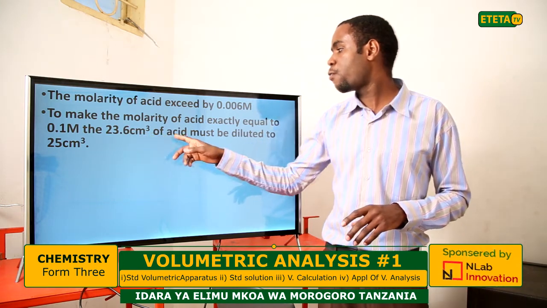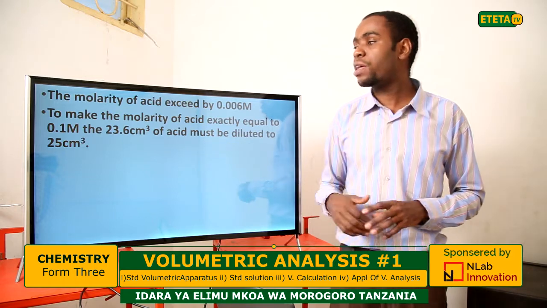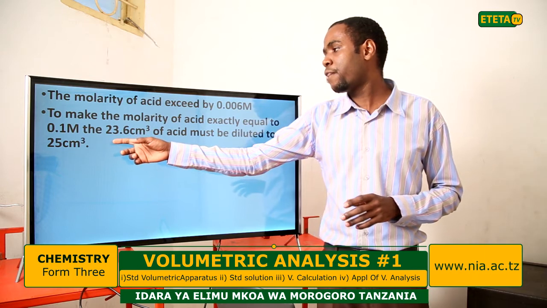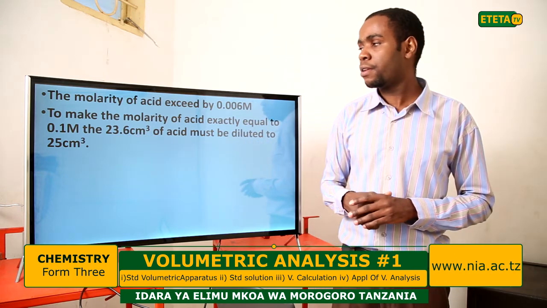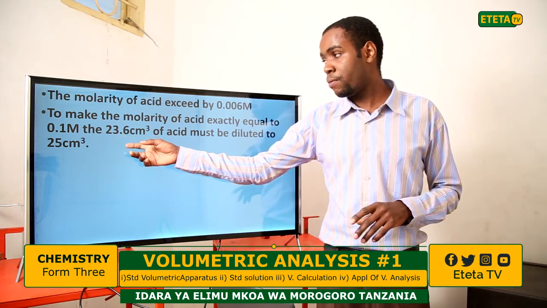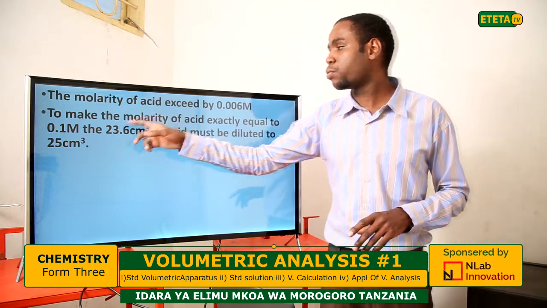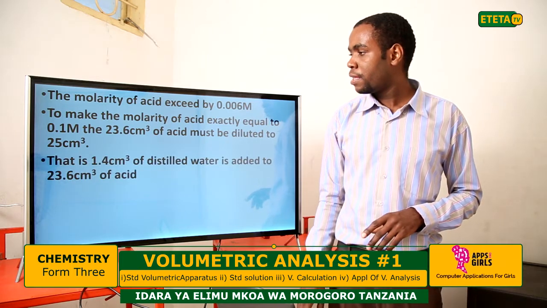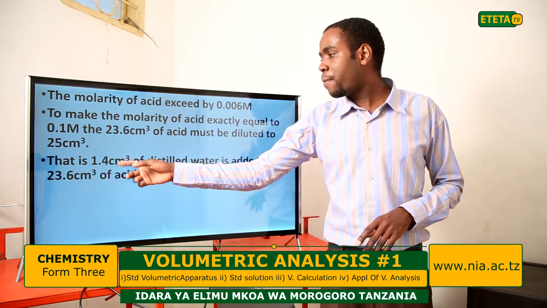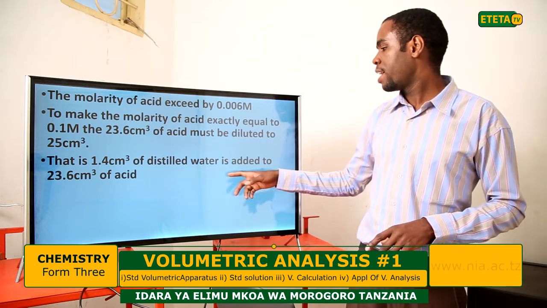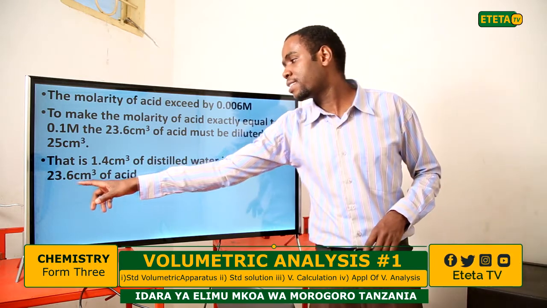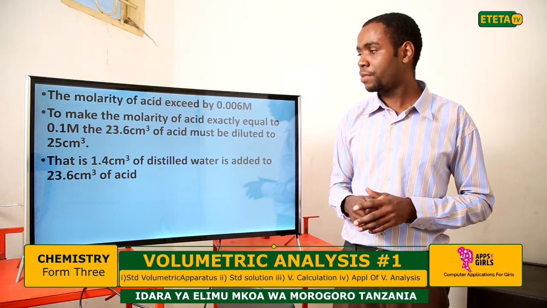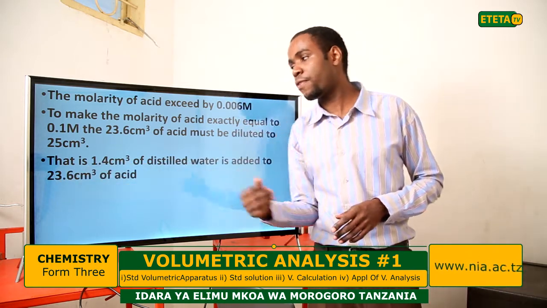Now, to make the molarity of acid exactly equal to 0.1, the 23.6 centimeter cube of acid must be diluted to 25 centimeter cube. We add distilled water up to 25 centimeter cube. I mean, we measure 23.6 centimeter cube, then we add water up to 25 centimeter cube. Now, that is 1.4 centimeter cube of distilled water added to 23.6 centimeter cube of acid. Once you add this and this, you obtain 25.